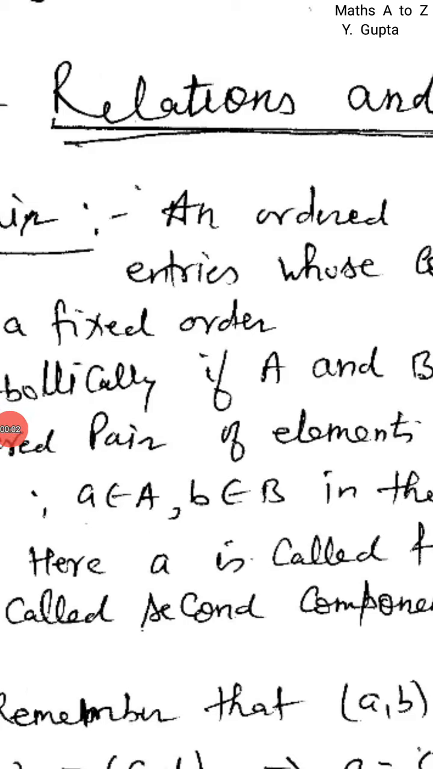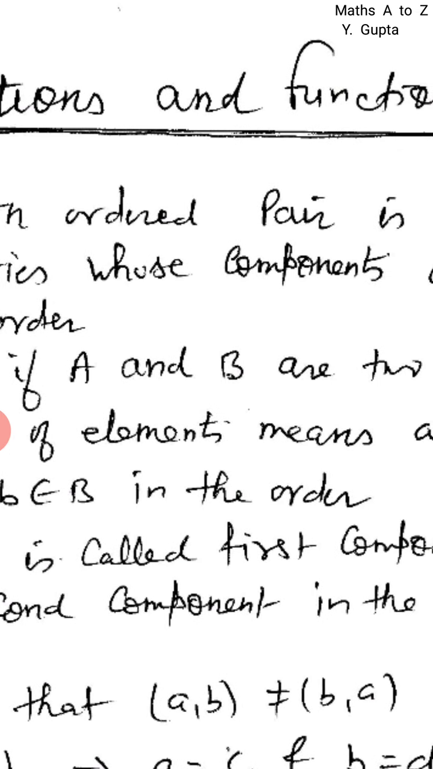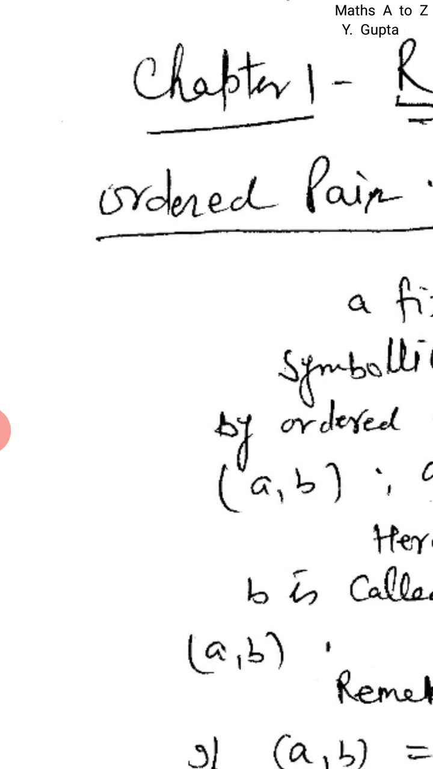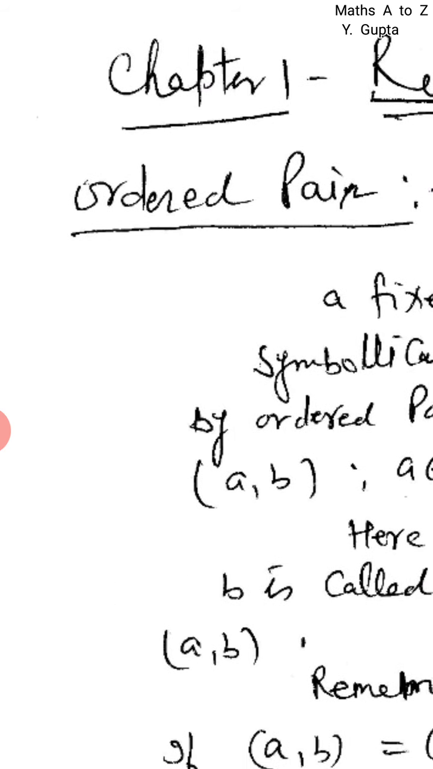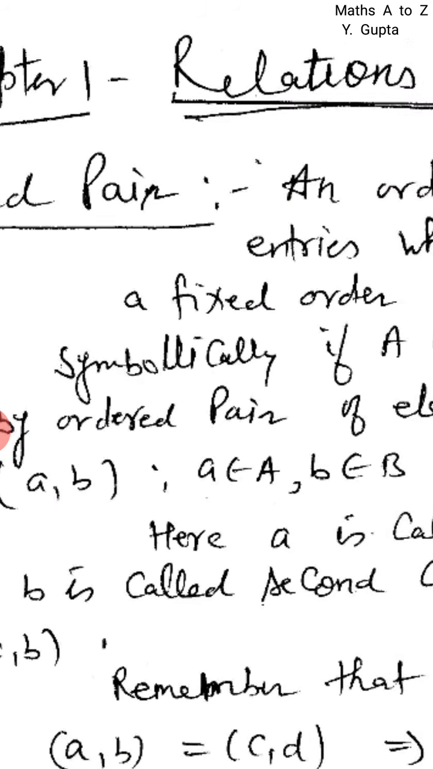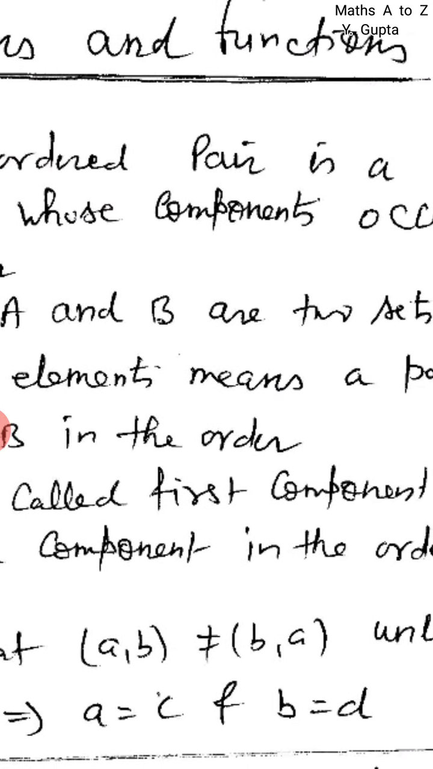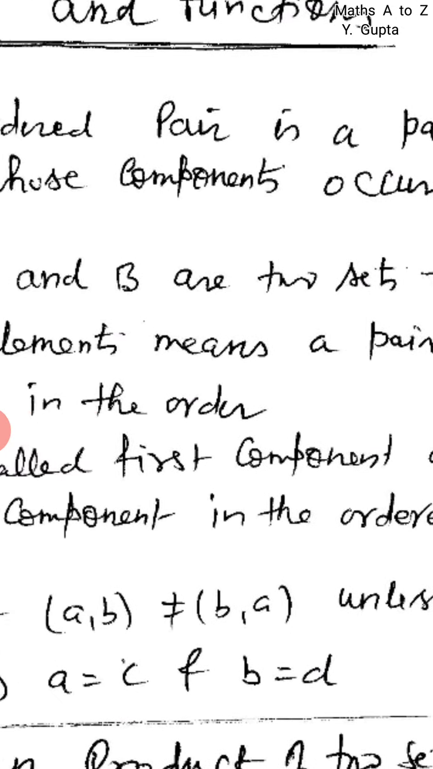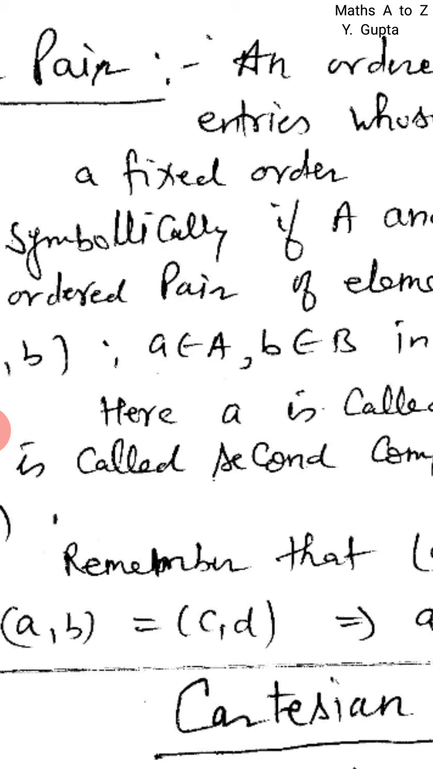Hello, today I will discuss chapter 1, Relations and Functions, which is both UP board and CBSE board syllabus. That is chapter 1. First of all, to understand relations and functions, we have to define ordered pair. An ordered pair is an entry whose components occur in a fixed order.